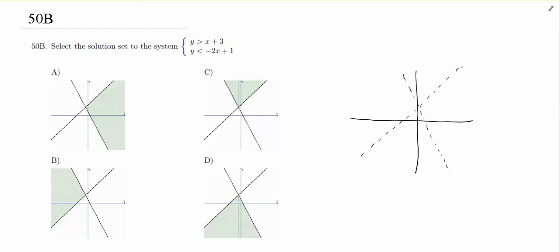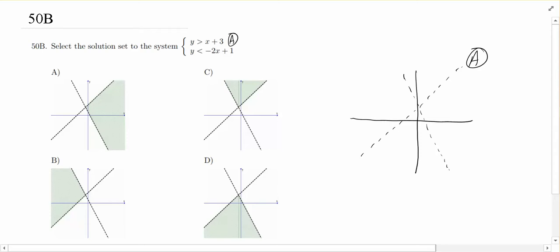The next really important part of this problem is to identify which line goes with which inequality. So if I call this line A, he has a positive slope. The positive slope is the top guy, whereas the one with the negative slope is the negative 2x guy, so the slope of negative 2.